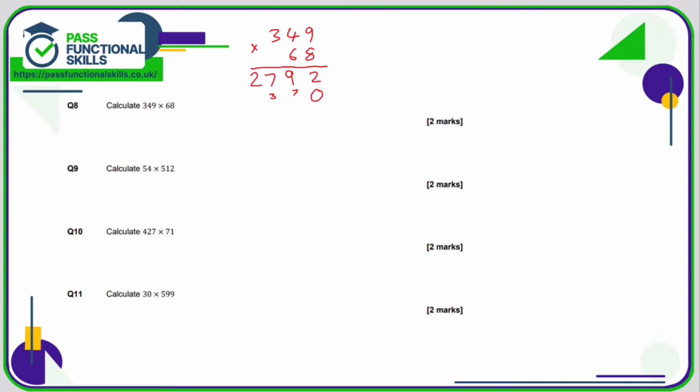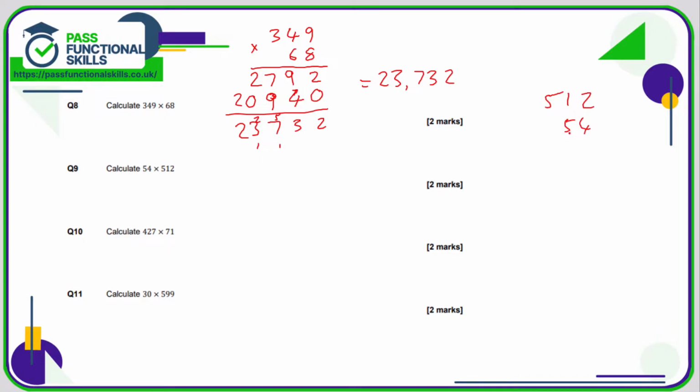Put in a 0 because this is the 6 of 60. 6 9s are 54, carry the 5. 6 4s are 24, plus 5 is 29. 3 6s are 18, 19, 20. Add them up, and here the answer is 23,732.